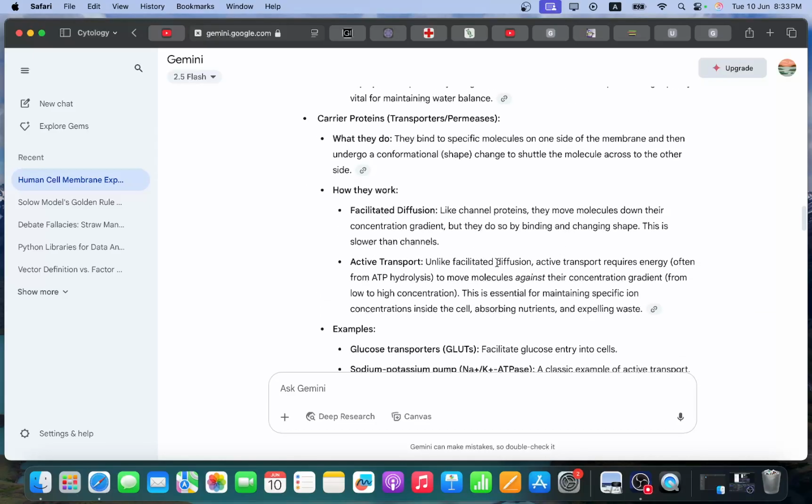Active transport. Unlike facilitated diffusion, active transport requires energy, often ATP hydrolysis, to move molecules against their concentration gradient from low to high concentration.